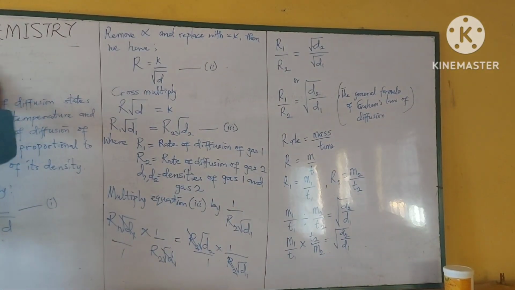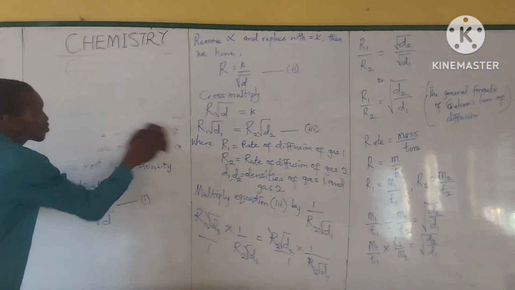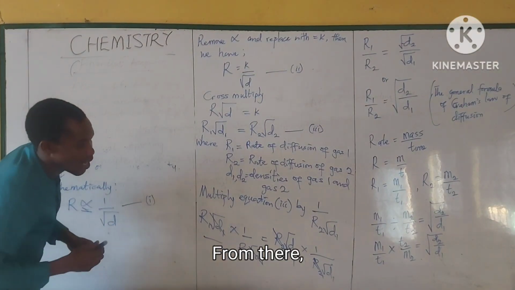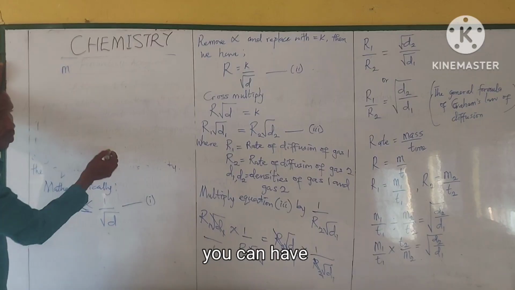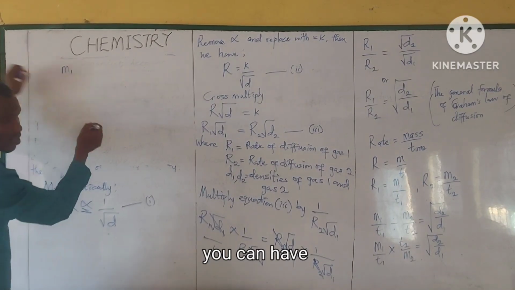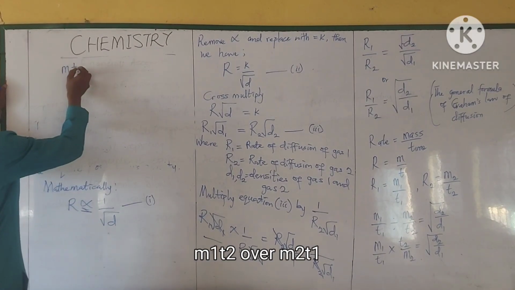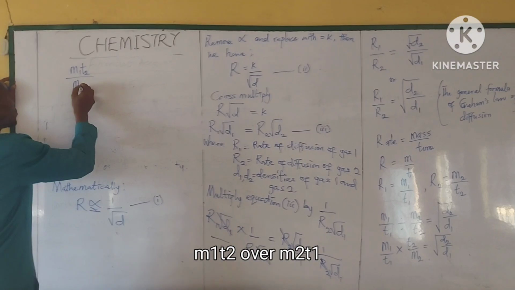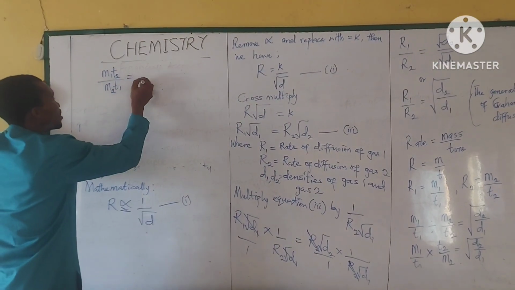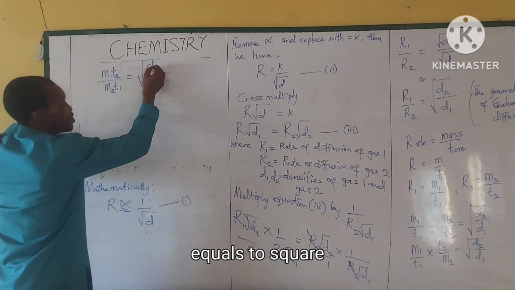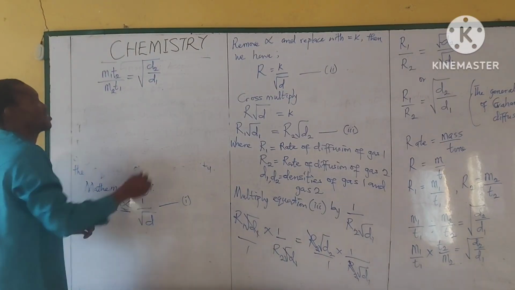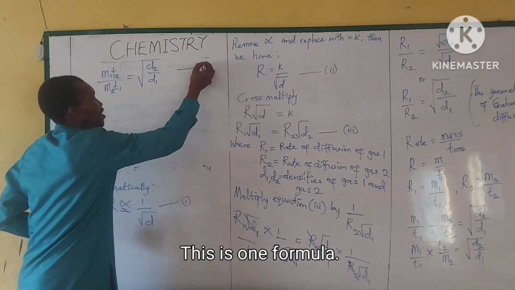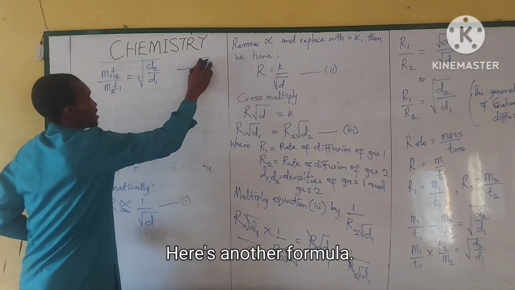From there, we can have our formula. We continue here. From there, you can have M1 T2 over M2 T1 equals the square root of D2 over D1. This is one formula. Here's another, let's say another formula.